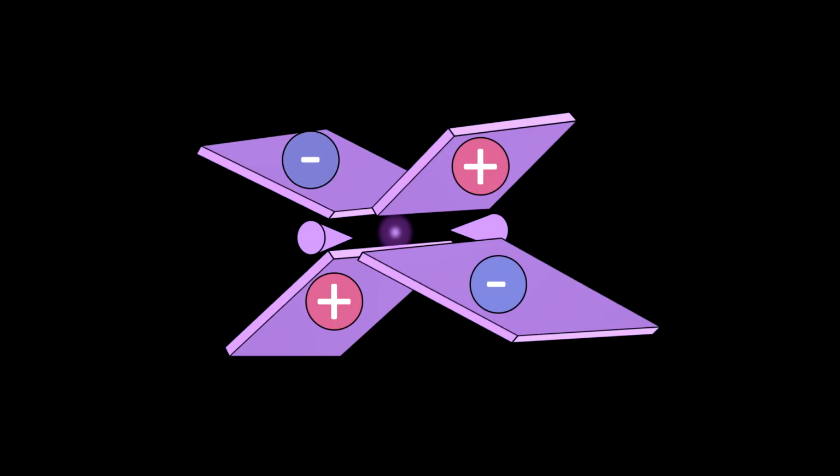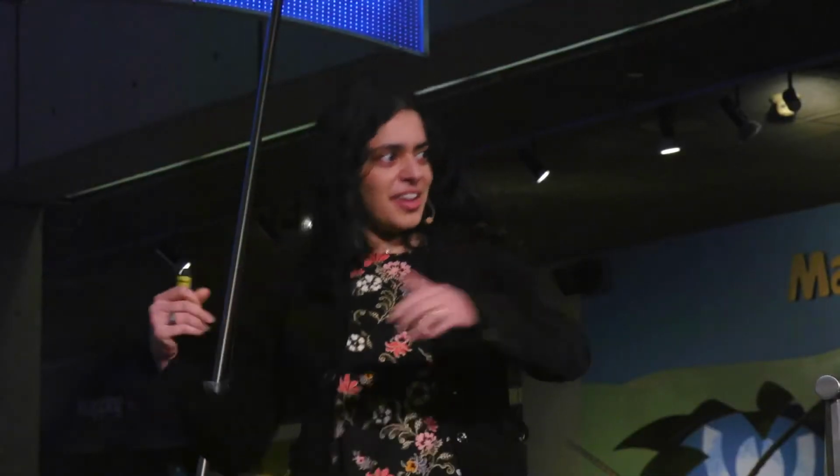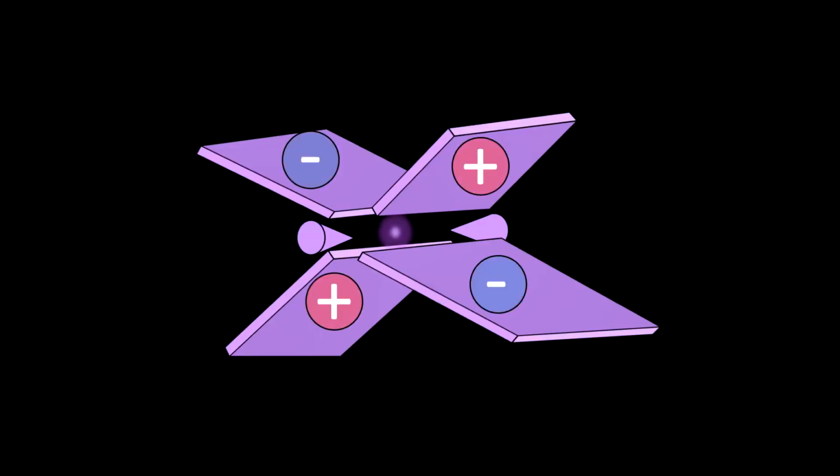We flip the charges around so that the blades that were positive now become negative, and now they push the ion away. Okay, and now I flip it again. And now the ion gets pushed to the other side again, and it's just moving back and forth like that, right?